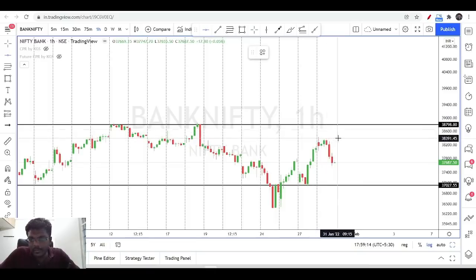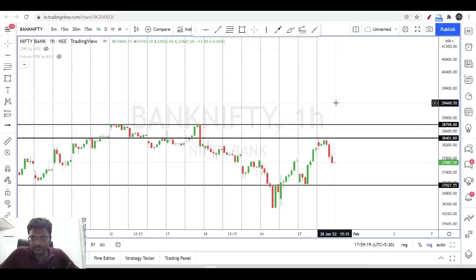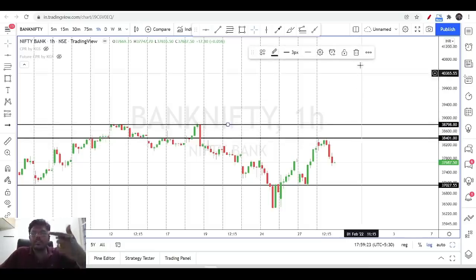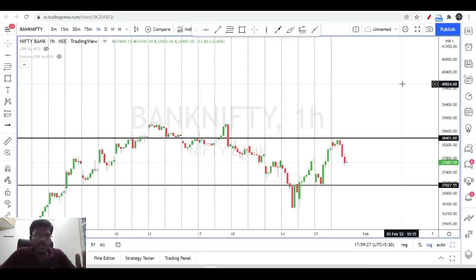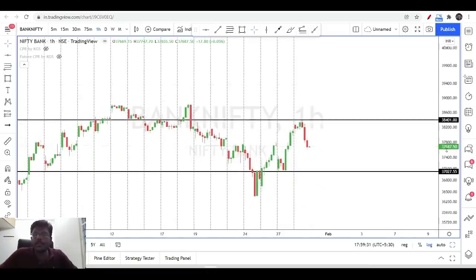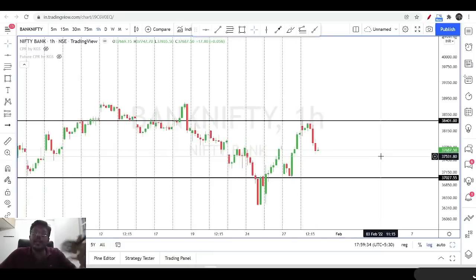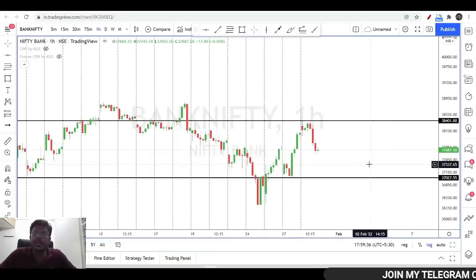Hence I am drawing a nearby resistance connecting two candles. Now the higher resistance is not necessary. I am going to delete this level. So as per Dow theory, we have drawn the nearby resistance and support level in Bank Nifty. So this will show us the direction of the market in coming days.